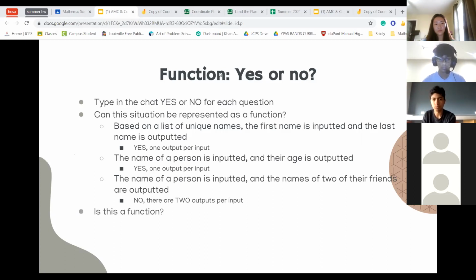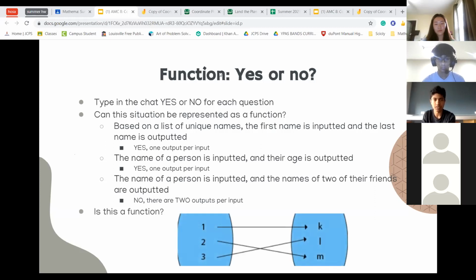And the last example, just to finish this, is this a function? We have something similar to the last slide. 1 corresponds to K, 2 corresponds to M, and 3 corresponds to L. Is this a function? We've gotten more answers, and it's pretty much just yes.